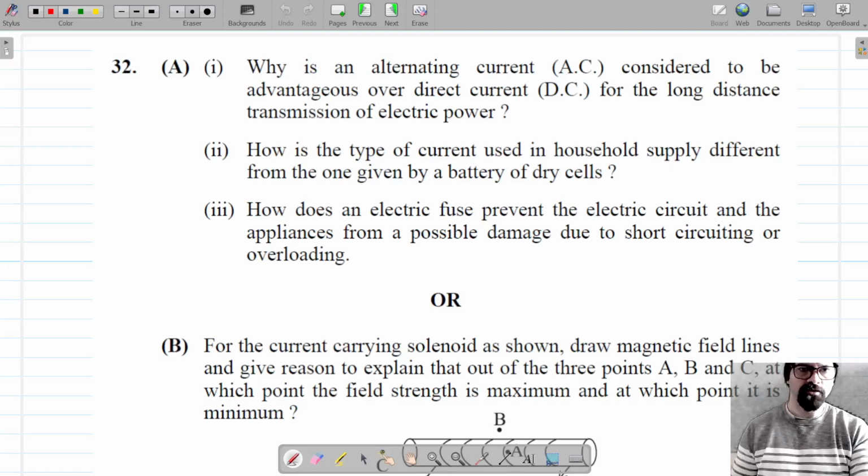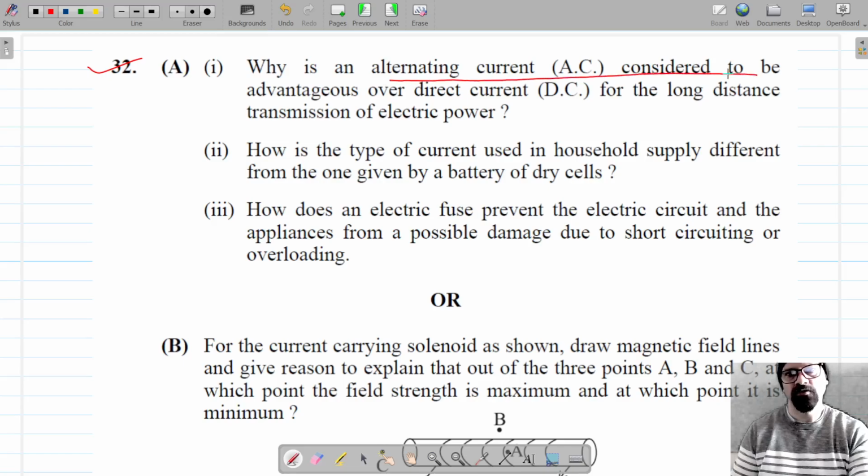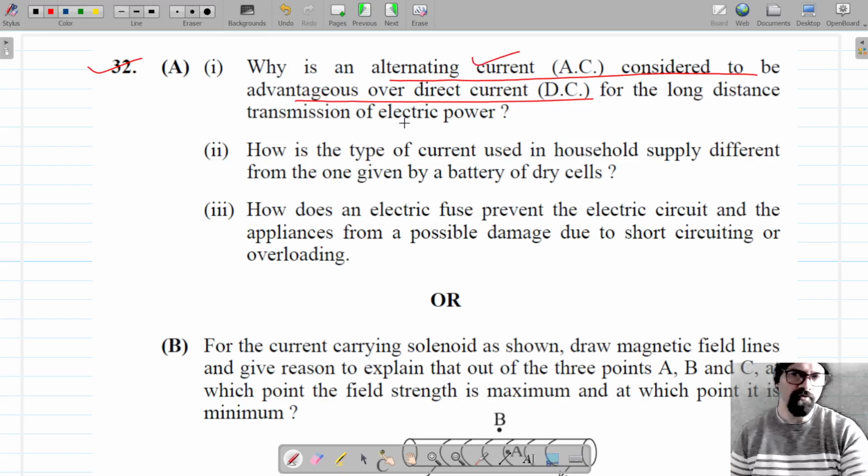Okay, for question number 32, this question has two parts, A and B. So, why is an alternating current considered to be advantageous over direct current? So, alternating current is the one, as the name suggests, alternating.